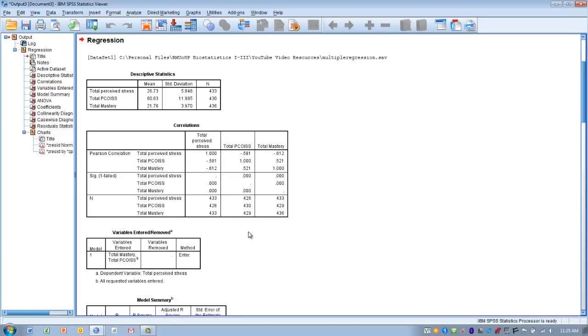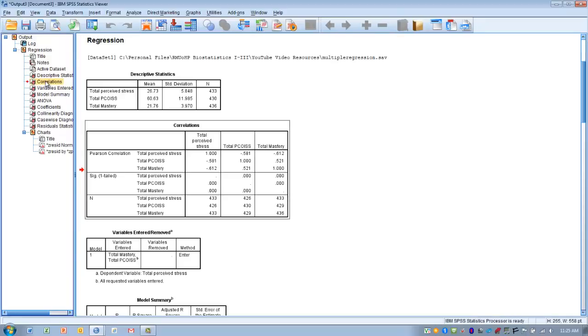So the first step here is to check our assumptions. So the first assumption we want to check is the multicollinearity assumption. In order to check the multicollinearity assumption, we want to find the table that's labeled correlation. So if we go over to our menu here in our output and click on correlations, it'll take us to that table. This is the table we see here.